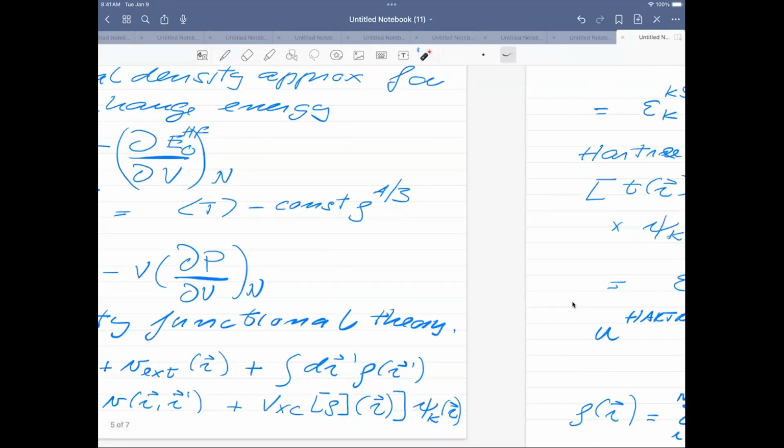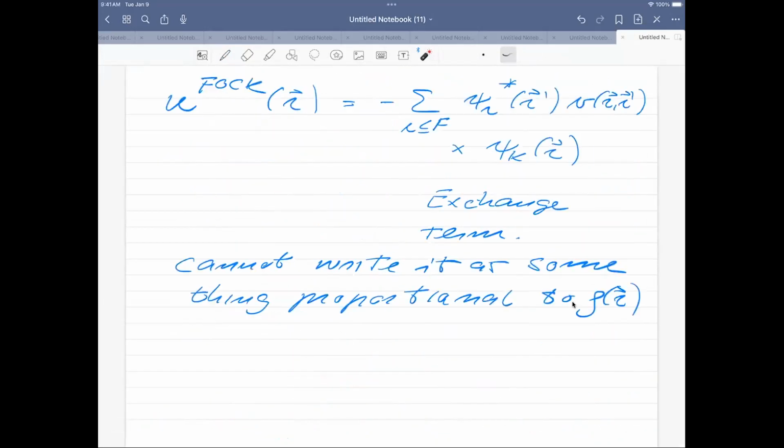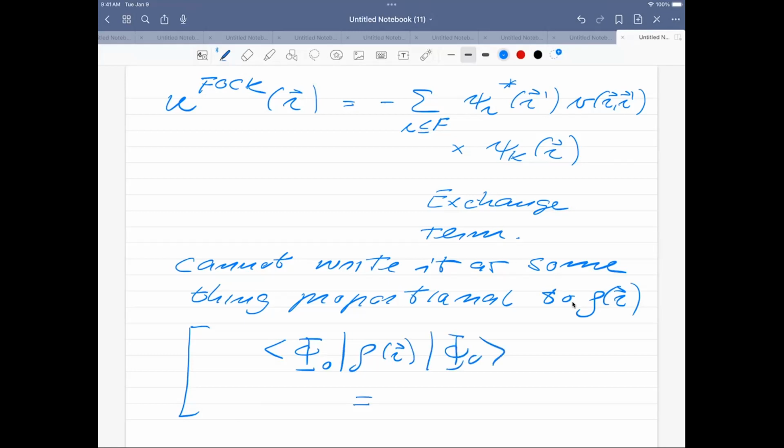So if I take, and this is one of the exercises next week, let me just put that in a box here. If I calculate the expectation value of a Slater determinant, phi 0, of this operator rho of r, what you will find is that this is given by the sum of all the single particle energies, which define this Slater determinant. So these are single particle wave functions.